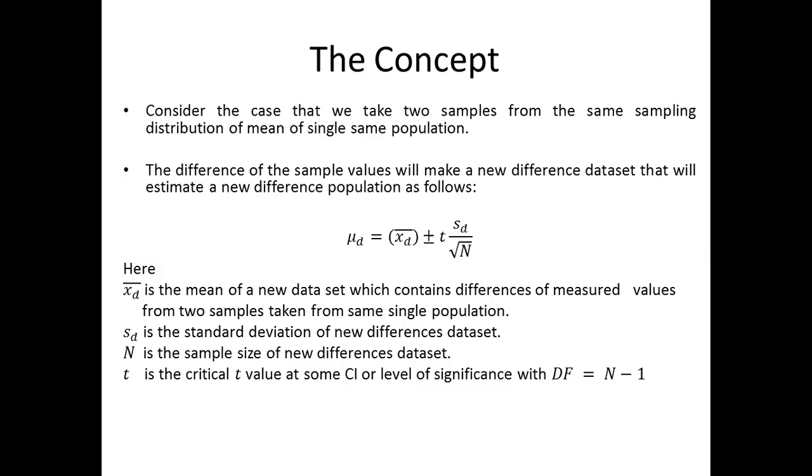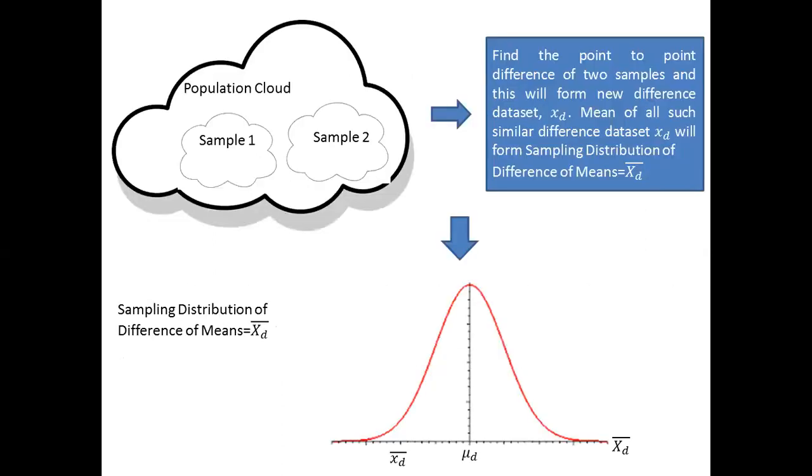This will estimate a new difference population as follows. If mu d is the new difference population, then x d bar is the mean of the new difference data set, and t is the critical t value for any confidence interval, s d is the standard deviation of the new difference data set, and n is the sample size of the new difference data set, right? The degree of freedom in this case would be n minus 1.